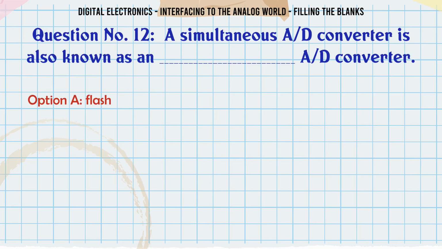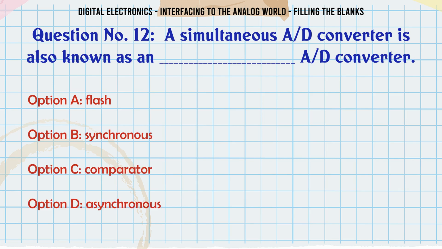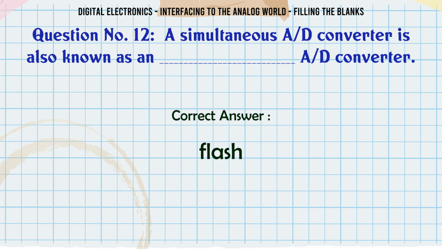A simultaneous AD converter is also known as an AD converter. A. flash, B. synchronous, C. comparator, D. asynchronous. The correct answer is flash.